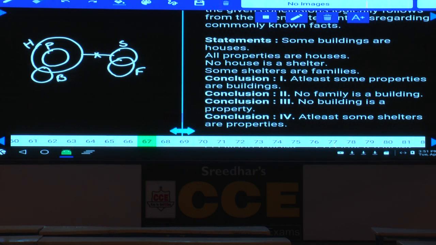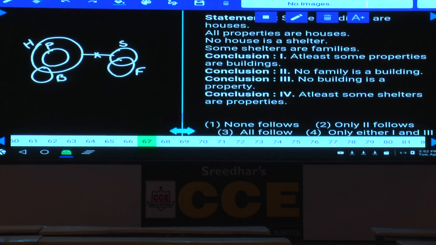Then coming to the first conclusion, some properties are buildings, that is false. And second, no family is a building, definitely true. And third one, no building is a property, that is also definitely true. And some shelters are properties, that is false as of now. Hence, with the help of this basic diagram, among these four conclusions, only the second and the third conclusions follow.